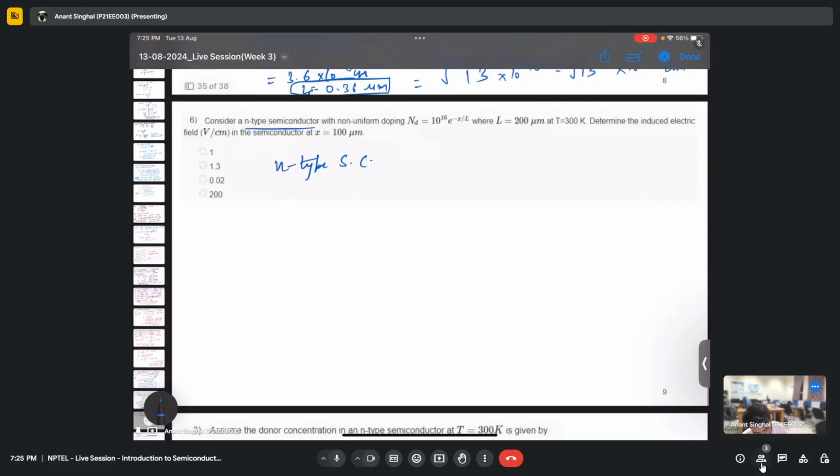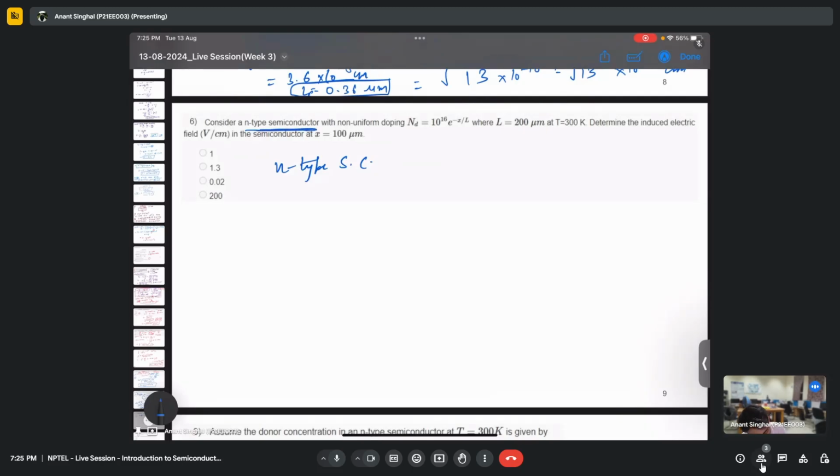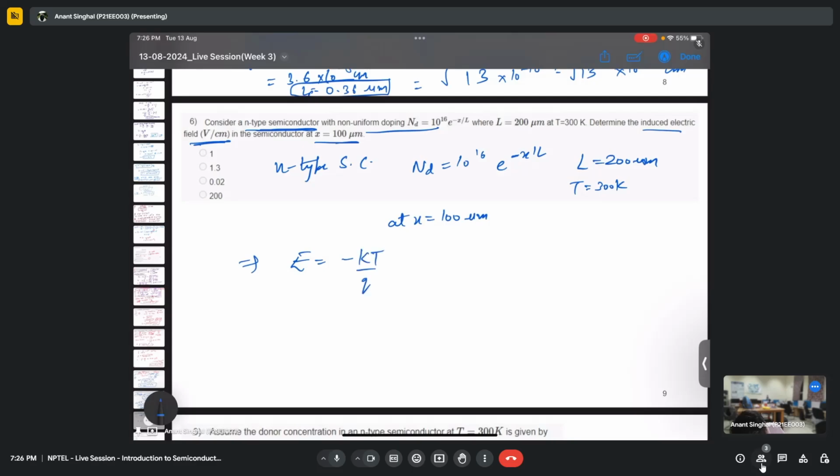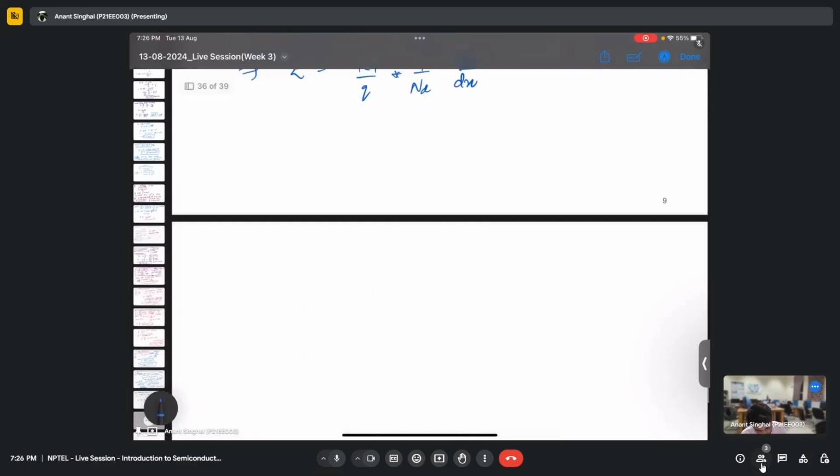So now we have an n-type semiconductor with non-uniform doping, given as N_D = 10^16 exponential of minus x by L, where L is 200 micrometer and temperature is 300 Kelvin. We need to find the induced electric field, in volt per centimeter, at x equals 100 micrometer. We have a direct relation for this, which is E = minus kT by q times 1 by N_D times dN_D by dx. This is already taught in the lectures, so you can give it a go.